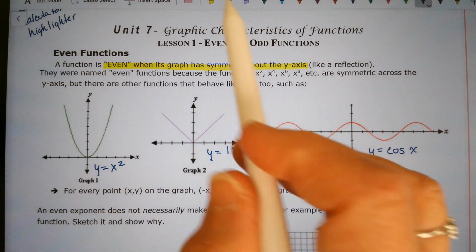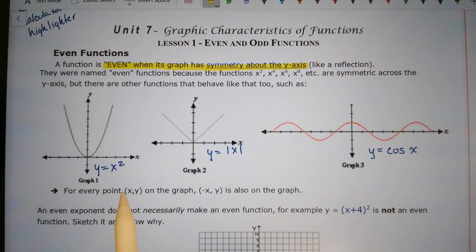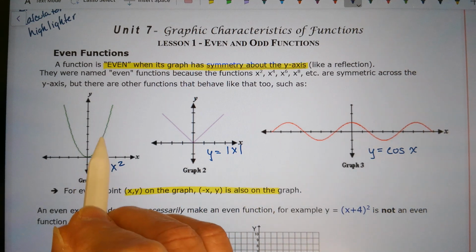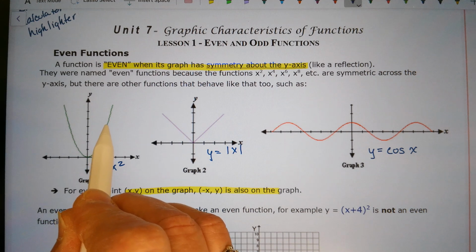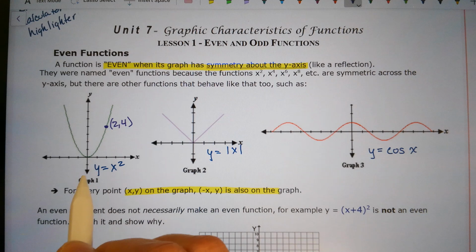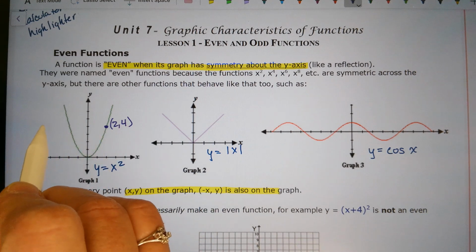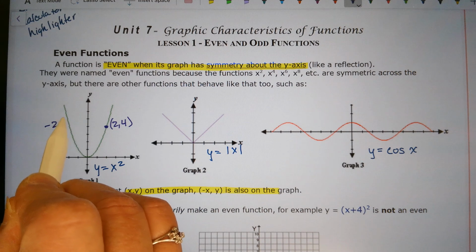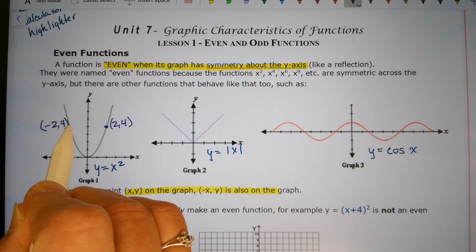For every point (x, y) on the graph, (negative x, y) is also on the graph. For example, if I take this point here, (2, 4), reflecting over the y-axis gives us (negative 2, 4), which is a point on the graph.